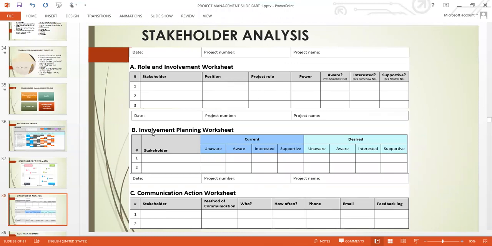And then you come to the involvement planning worksheet. You must have another plan for how you involve your stakeholders. You must analyze all these things. Stakeholder management as a project manager's job is a bit technical, as you can see, but we are breaking it down for you to make sure that you are not going to struggle as a project manager. So from here, you put the stakeholder's name here, then the current situation. What is their current involvement? Are they unaware, are they aware, are they interested, are they supportive? That is the current involvement. What is the desired involvement?